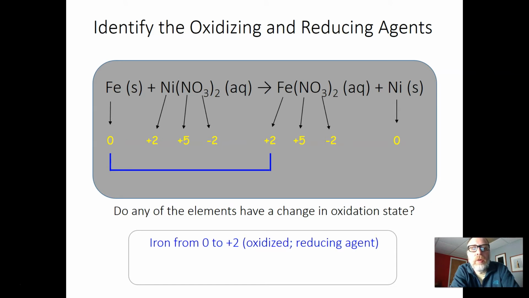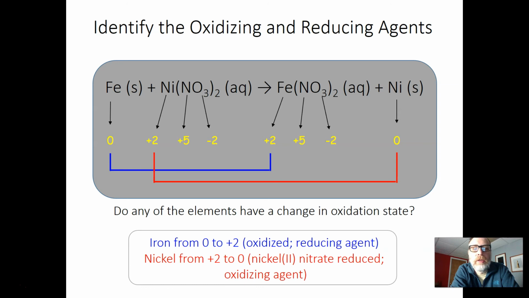So iron is going from a 0 to a +2. It's being oxidized. If it's being oxidized, it must be reducing something else. What is it reducing? Well, it must be reducing the nickel nitrate. All right. The nickel in the nickel nitrate is a +2. It goes to an oxidation number of 0 on the right-hand side. Its oxidation number is getting smaller. It's decreasing. So we would call that reduction.